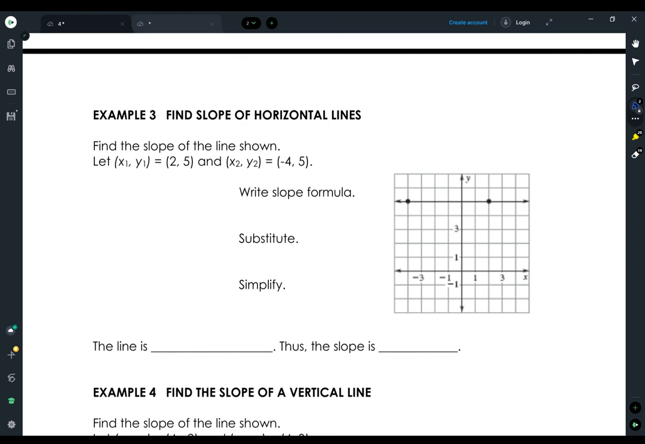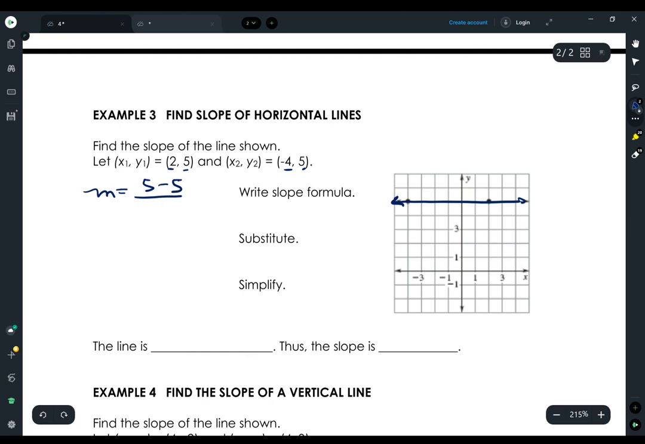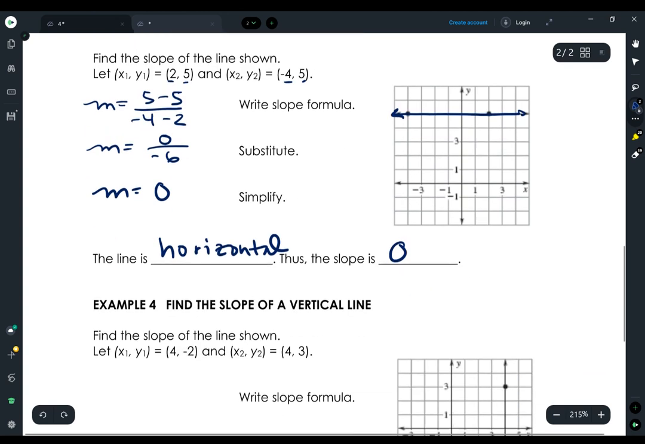So here's example 3, finding the slope of a horizontal line. So hopefully you remember what that is. So let's go ahead and plug it in again. y2 is 5, y1 is 5, so 5 minus 5. And then x2 is negative 4, x1 is 2. Negative 4 minus 2. So my slope is 0 over negative 6. 0 divided by anything is 0. The line is horizontal, and so my slope is 0. So 0 on top means it's equal to 0.